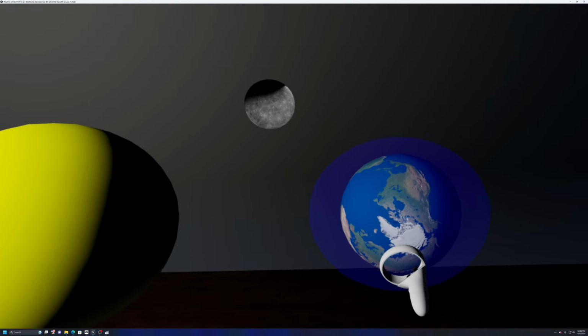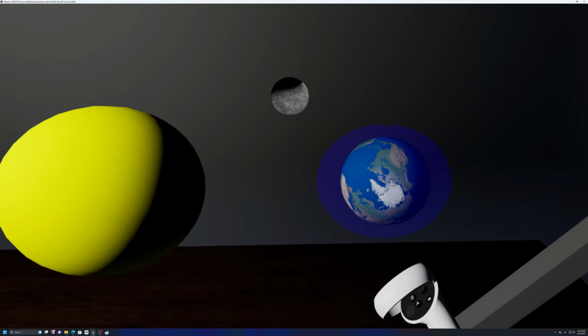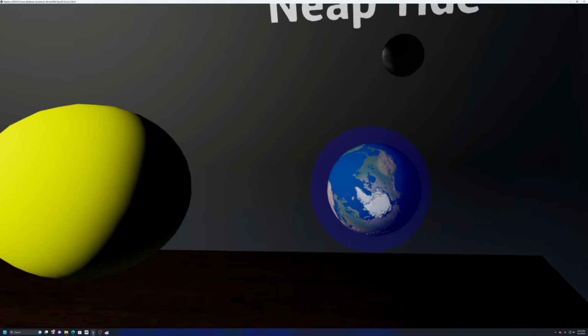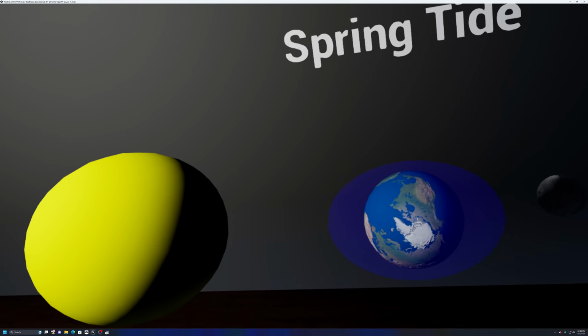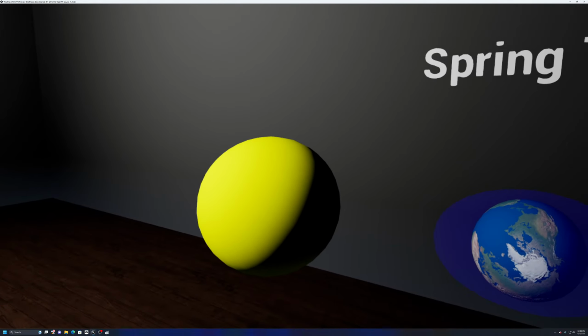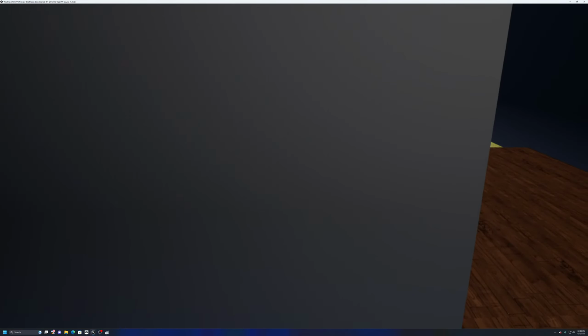We can see that we have the poles here, so this is rotating around the Earth, so that they can visualize spring tide and neap tide and how that relationship goes. And we have the sun, obviously, since it's yellow.